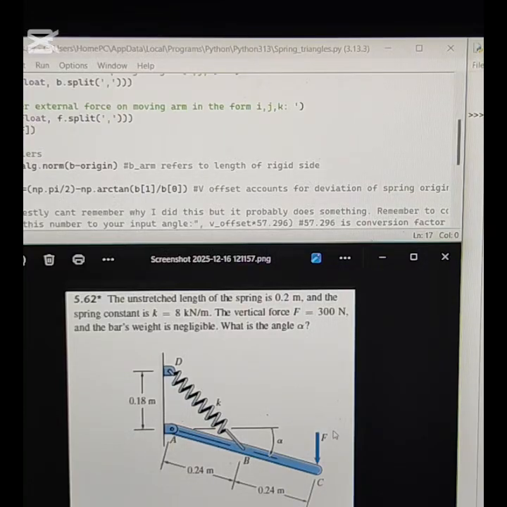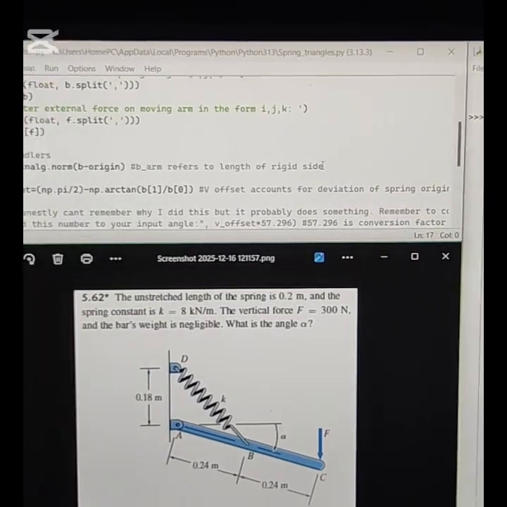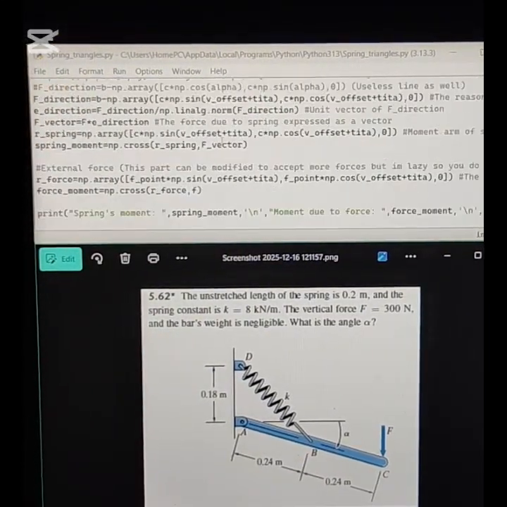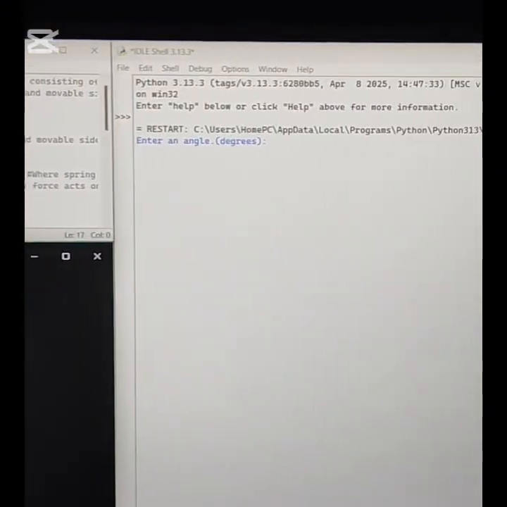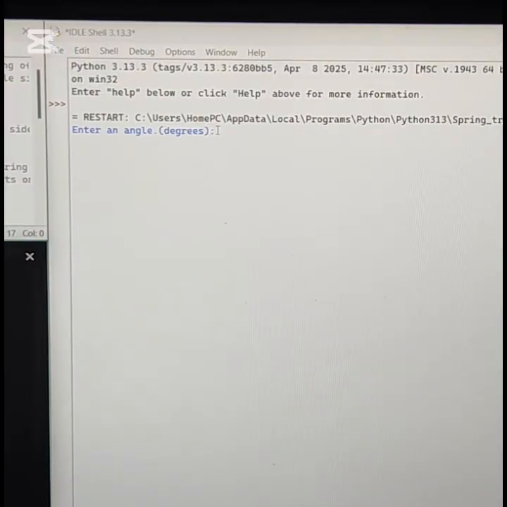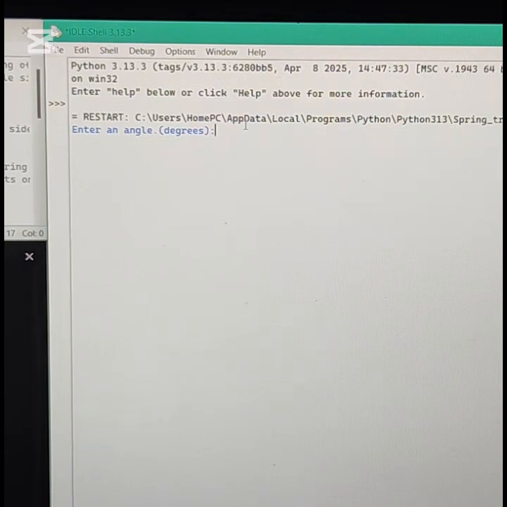In order to solve this problem, I decided to use a method where I input a series of random angles, until I get one that causes the moment of the spring to cancel out the moment caused by the force. So basically using angles to find moment. Let me run this program. I explained how it works inside the code, so if you're interested in that, just download the code.